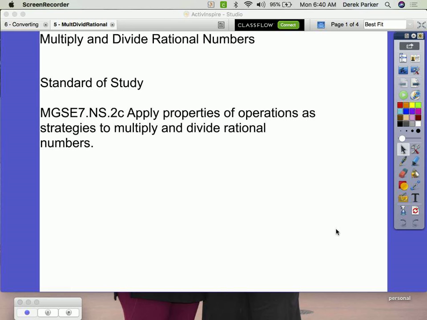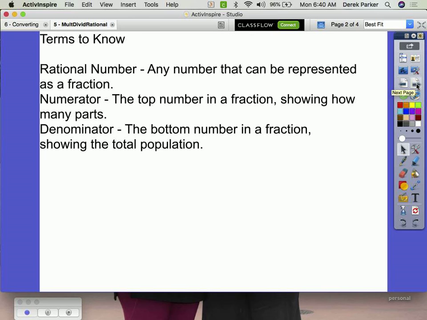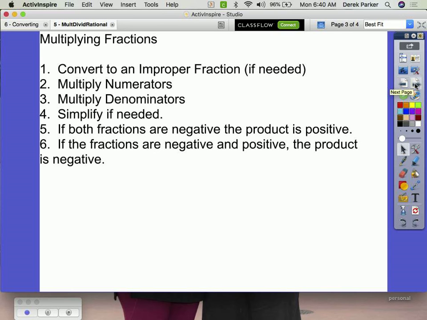In this standard, we're going to learn how to multiply and divide rational numbers. The standard is NS2C, Apply Properties of Operations as Strategies to Multiply and Divide Rational Numbers. A rational number is any number that can be represented as a fraction. And remember, a numerator is the top number in a fraction showing how many parts. The denominator is the bottom number in a fraction showing the total population.